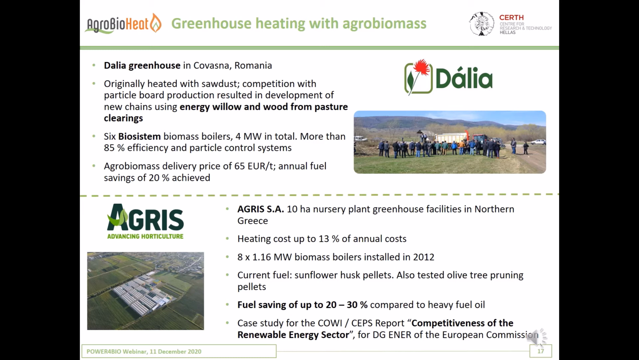A case coming from my home country, Greece, is the case of Agris, a quite large nursery plant greenhouse in northern Greece. The heating cost in that case was up to 13% of the total annual cost, and for that reason the company took the decision to install a series of 8 biomass boilers in 2012. Initially, they were using exhausted olive cake, but since it was a fuel mostly available in southern Greece, and there were also a few smell issues, the company switched to sunflower husk pellets.